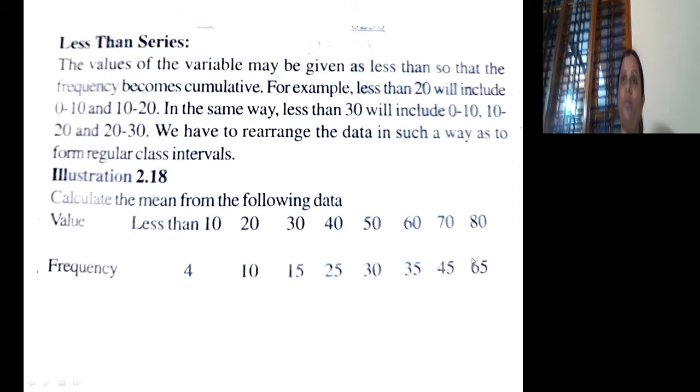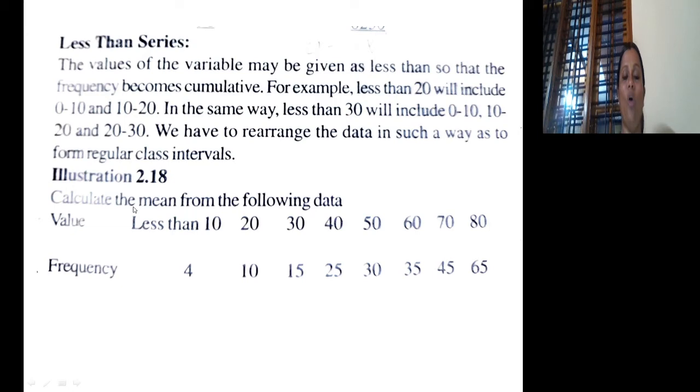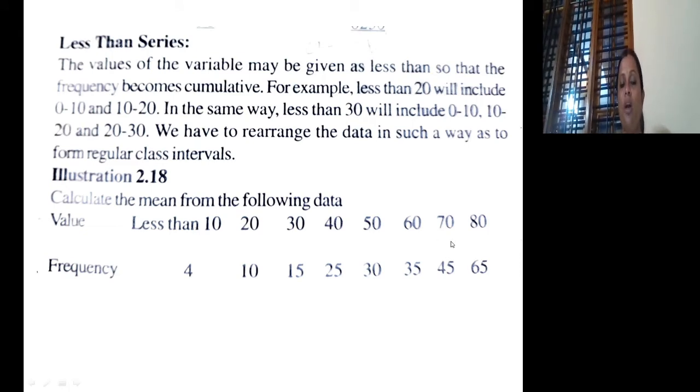If you look at this problem for the first time, you feel that it's a problem on discrete series because class intervals are not given. Even if it is open-end class intervals, some class intervals are fully furnished, so you come to know it's a problem on continuous series. Here only the terms less than 10, less than 20, less than 30 are given. So don't assume that it's a discrete series; it's a problem on continuous series itself. Then how to solve this problem? These problems are known as less than series.